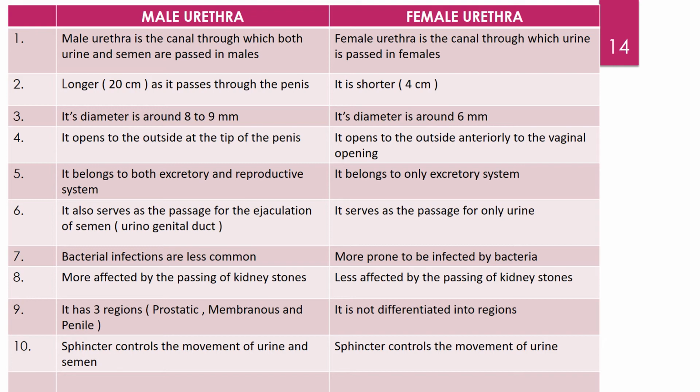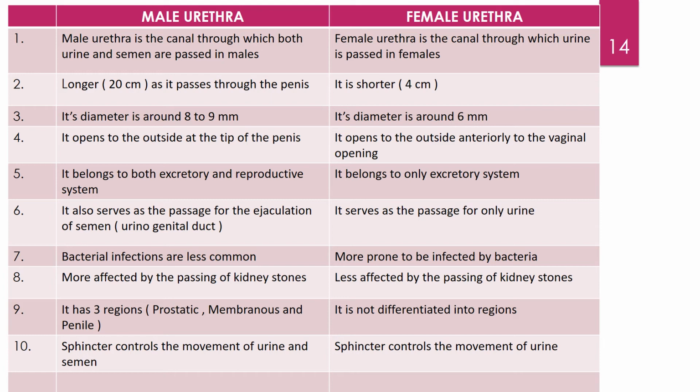The second point is male urethra is longer, almost 20 centimeters as it passes through the penis, whereas the female urethra is shorter, around 4 centimeters. Third point, the diameter of the male urethra is around 8 to 9 millimeters, whereas the diameter of the female urethra is around 6 millimeters.